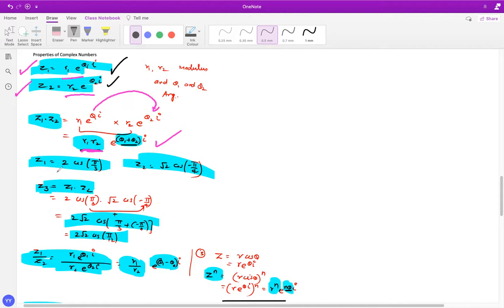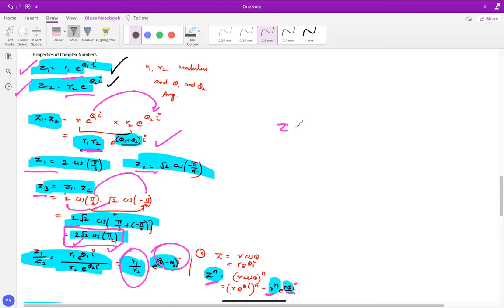So for example, if I have complex numbers z1 and z2 as this, and if I multiply, the modulus gets multiplied and the argument gets added. So the resulting complex number is going to have an argument of pi by 12 and modulus of 2 root 2. And when you divide two complex numbers, the modulus gets divided and the argument gets subtracted. And when you raise a complex number to a certain power n, the modulus gets raised to power n and the argument gets multiplied by n.